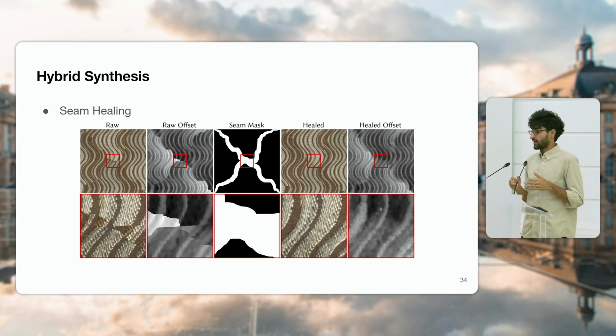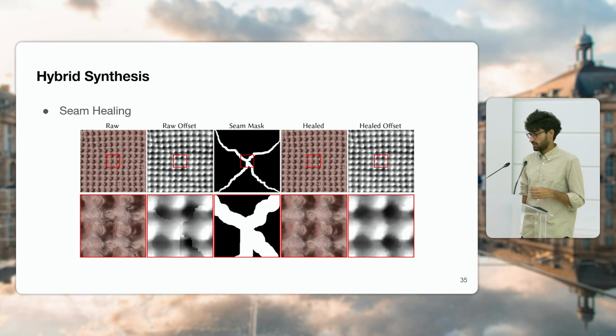Here we show the effects of seam healing. The raw Wang tiles are discontinuous in rendered appearance and offset, while the healed versions are not. Here is another example of this.